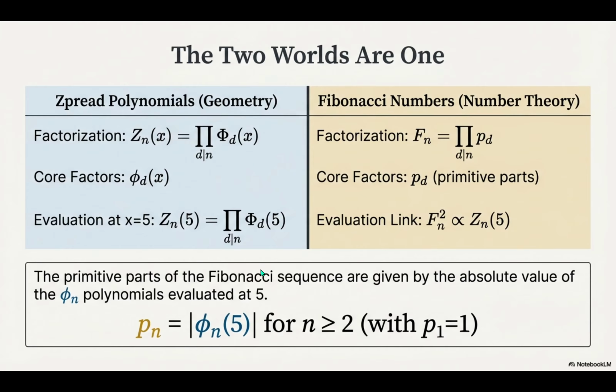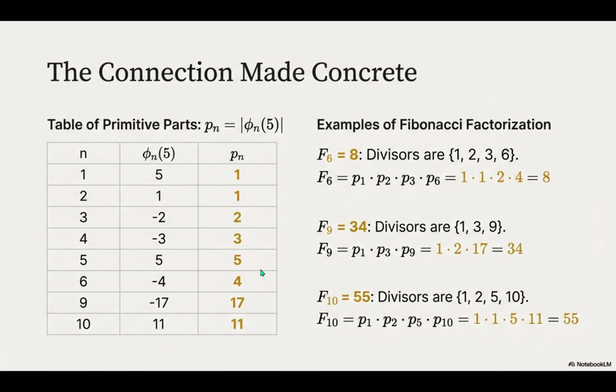Okay, the divisors of 6 are 1, 2, 3, and 6. You calculate the primitive parts, you get P1 is 1, P2 is 1, P3 is 2, and P6 is 4. You multiply them. 1 times 1 times 2 times 4, it's 8. Perfect. And F9, which is 34. The divisors are 1, 3, and 9. The primitive parts are 1, 2, and 17. So 1 times 2 times 17, 34.